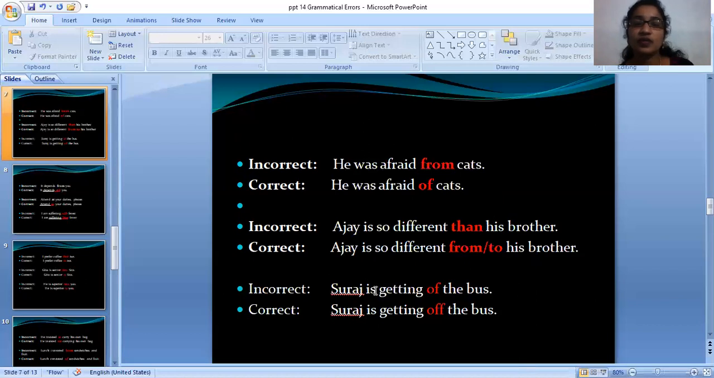Let's come to the third set of examples here. Suraj is getting off the bus. It may sound correct, but when you look here, you find the actual mistake. So what's wrong here? The preposition to be used is not OF but we have to use OFF, right? That means he's getting down the bus. Most of the time OFF indicates a negative sense. So Suraj is getting off the bus. OFF, not OF, right?